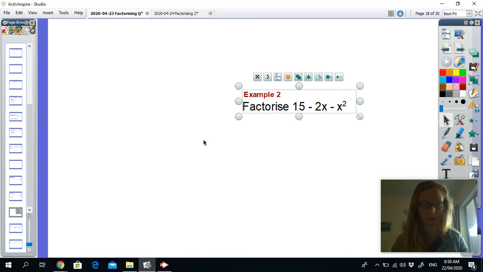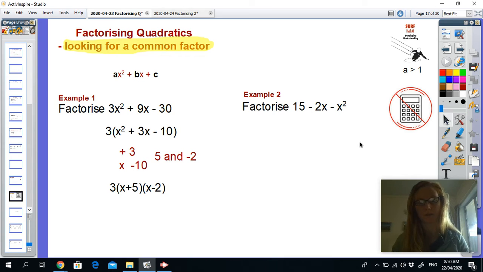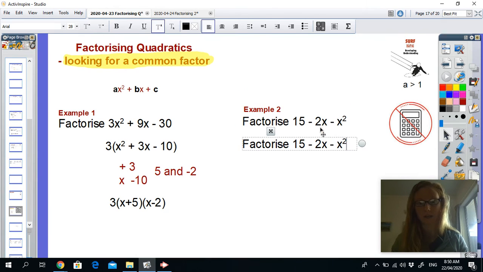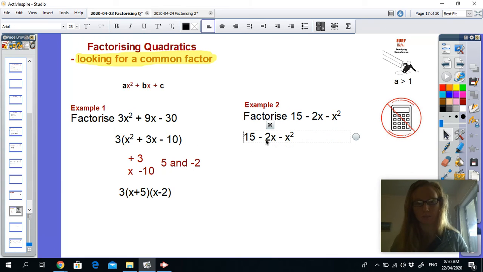The second thing I want to look at very quickly with you is this example here. Okay. Here we don't have an a that is bigger than 1, but we do have a negative value of a. A is actually negative 1. Okay. And again, algebra is all about knowing how you can manipulate to make your life easier. So what we're going to do here is, even though a is not bigger than 1, we are going to take out a common factor. Okay? And that common factor that we're going to take out is negative 1.